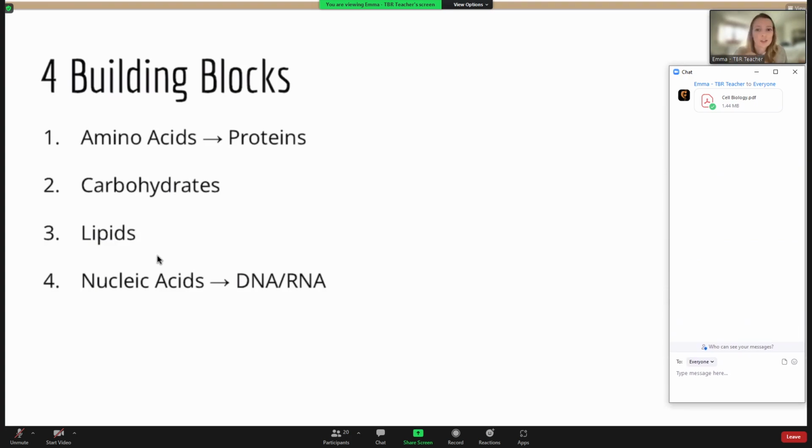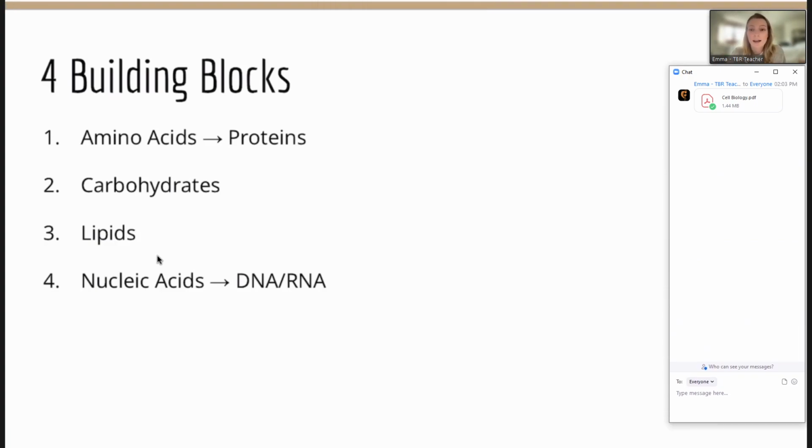They're going to give us energy, there's storage. We're going to see other functions of carbohydrates today. Lipids, which we know is like fats and oils, they're obviously storing energy as well, but they also have other functions, which we're going to see today. And then nucleic acids, which are going to be that genetic information.